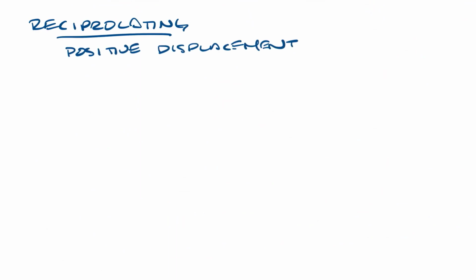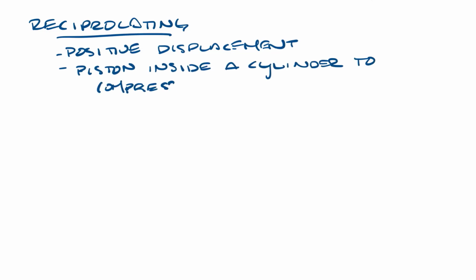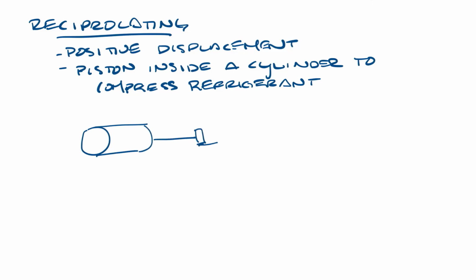Reciprocating compressors are positive displacement compressors that use the reciprocating action of a piston inside a cylinder to compress refrigerant. It looks something like this. You have a motor driving pistons on essentially a crankshaft. These blue ones are the pistons, and this is rotating. As this arm rotates, it moves the pistons up and down inside the chambers. So if you have refrigerant coming in through here, as the piston moves up and down, it compresses it and it comes out at a higher pressure.